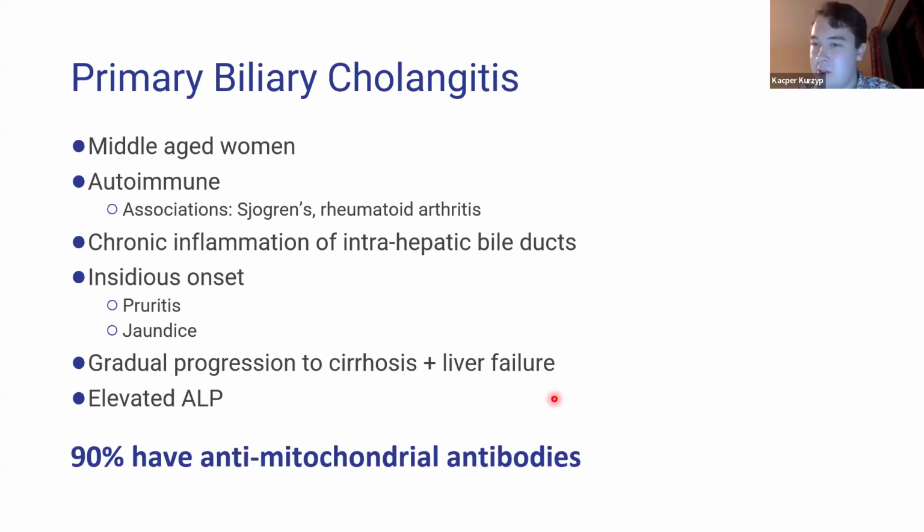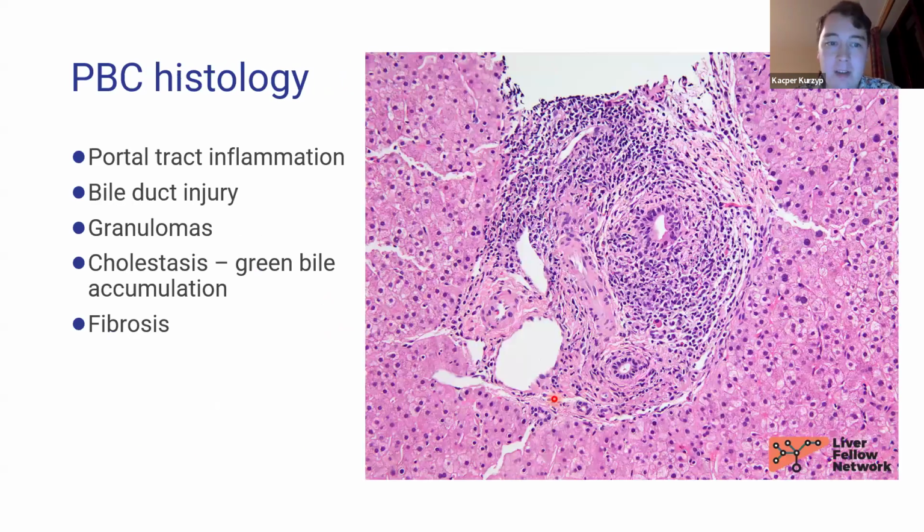The key thing that differentiates PBC from PSC is they will be positive for anti-mitochondrial antibodies. And they like that in your LabMed formative. And that's PBC histology. So inflammation, granulomas, cholestasis, fibrosis. Nothing to write home about.